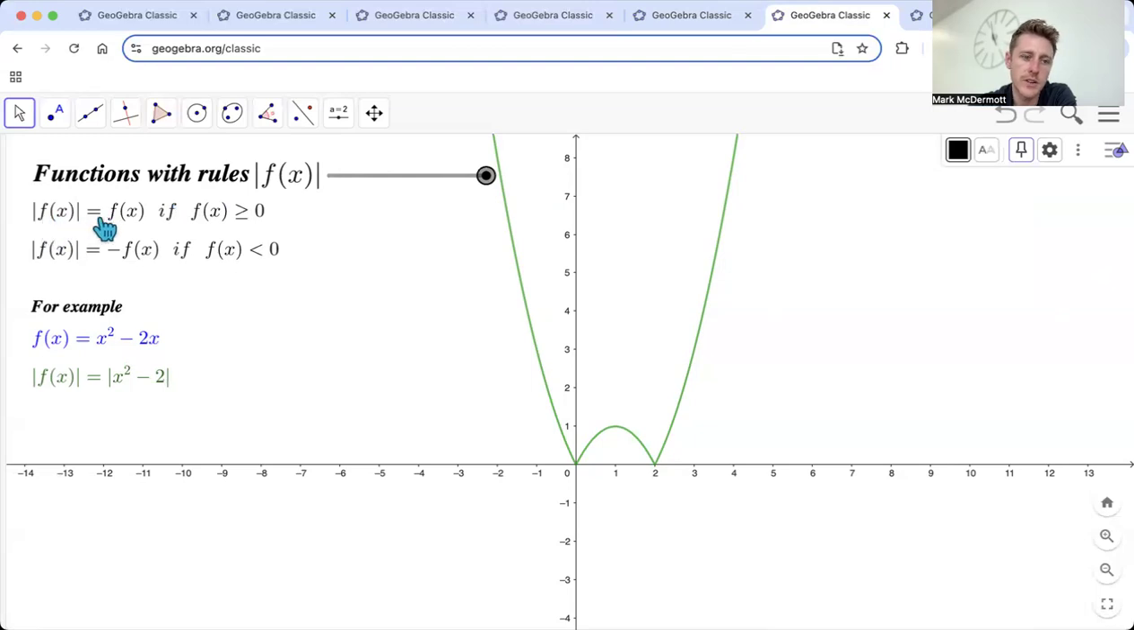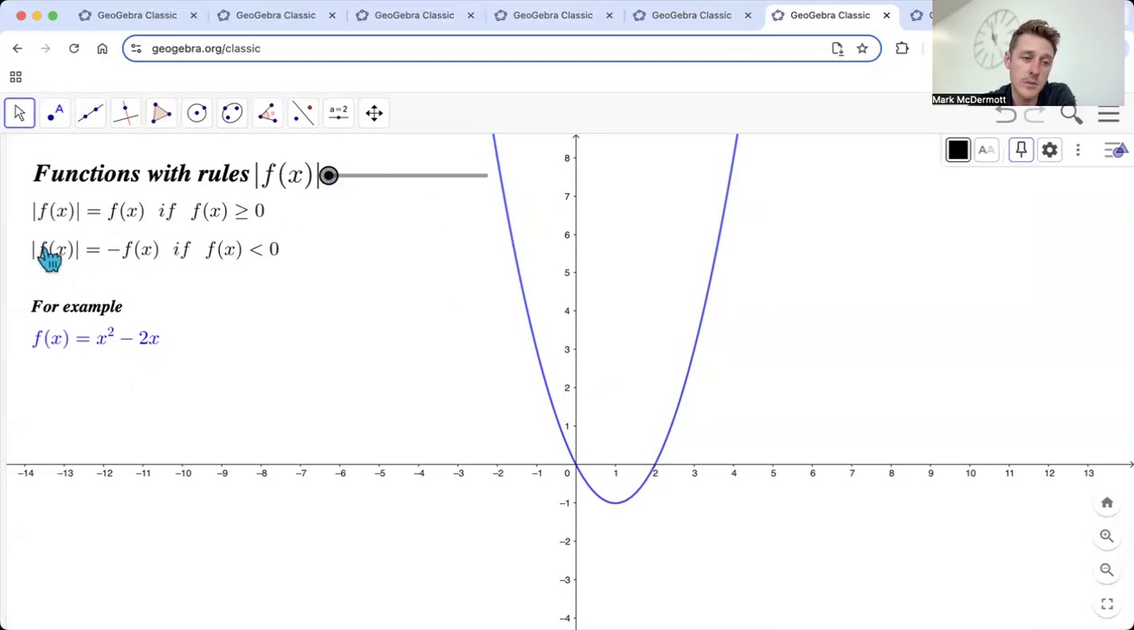The modulus of f of x is equal to f of x if f of x is greater than or equal to 0. So anywhere where it's positive, you're all good. You don't need to worry. You don't need to do anything different. You notice all this part is the same and all this part is the same because f of x is greater than or equal to 0 already. So taking the absolute value does nothing, right?